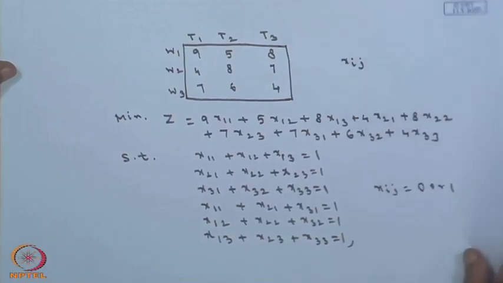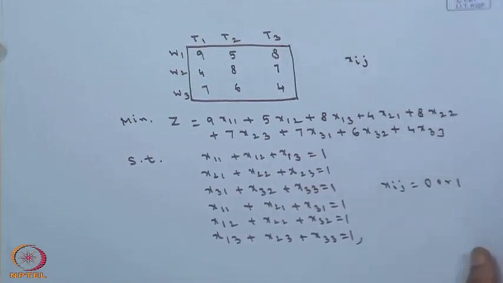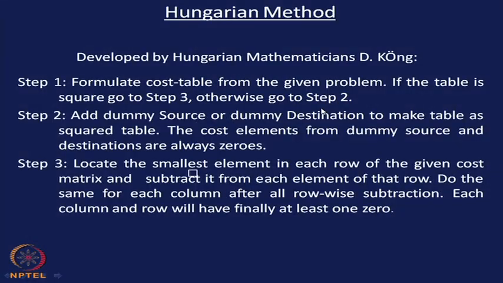Now, let us see a mechanism by which, by some other comparatively easier technique, we can find the solution of the assignment problems. You see this one now, the Hungarian method for finding the solution. This Hungarian method was developed by the Hungarian mathematician D. Konig. In step 1, we formulate the cost table from the given problem.